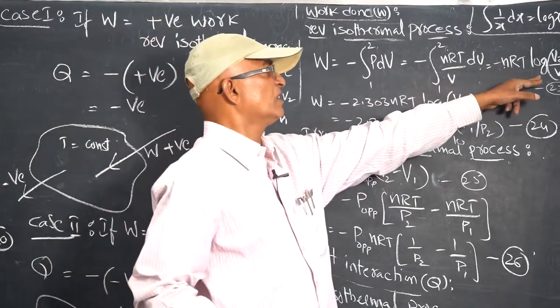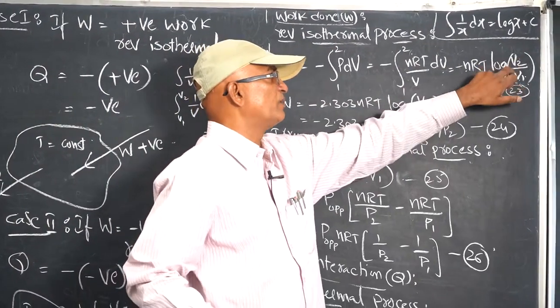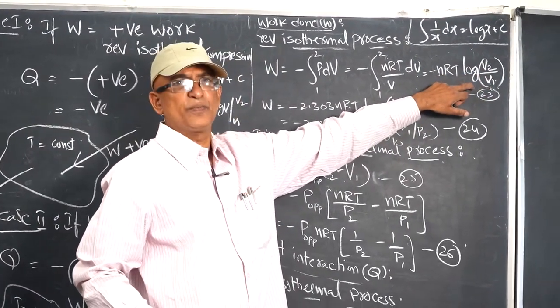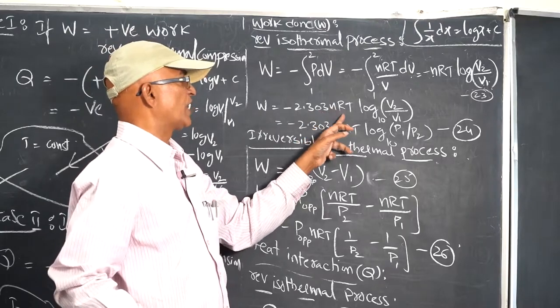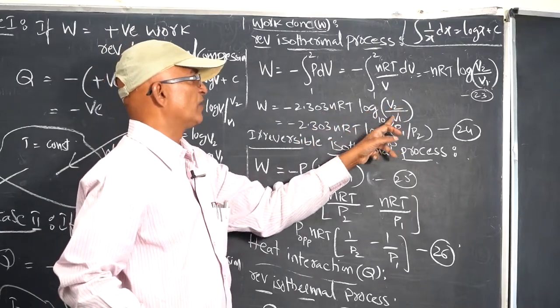Now, what is the base here? The base is e, log with base e. If you convert into base 10, you will get 2.303. So, minus 2.303 nRT log V2 by V1 base 10.